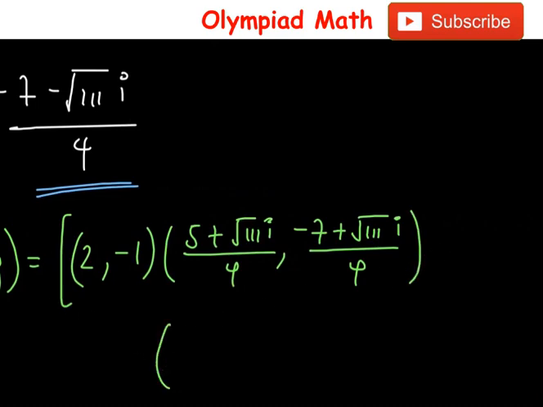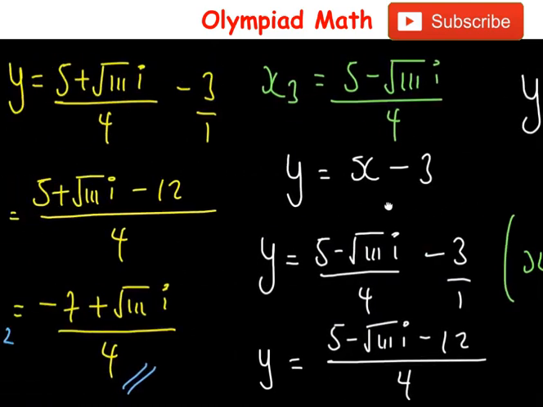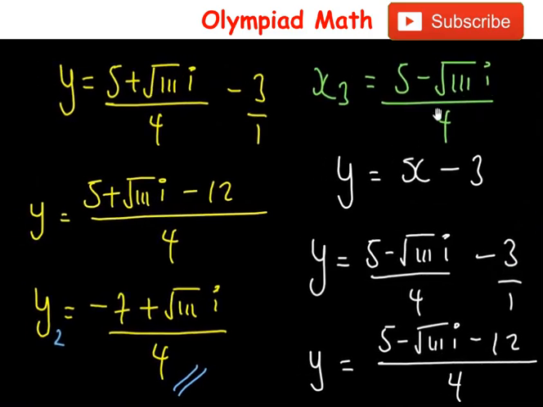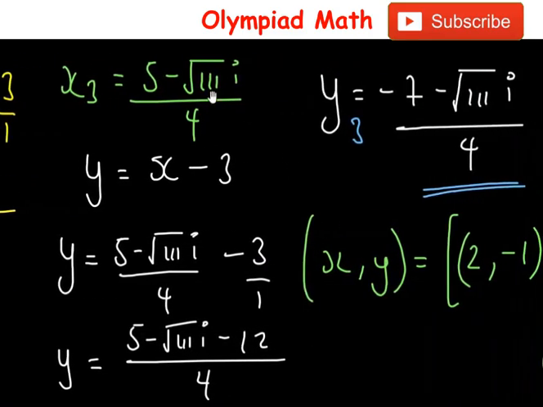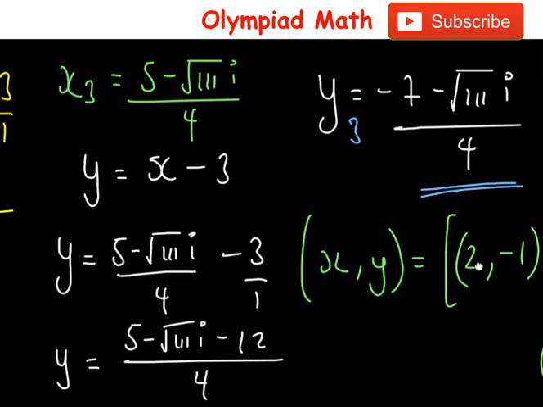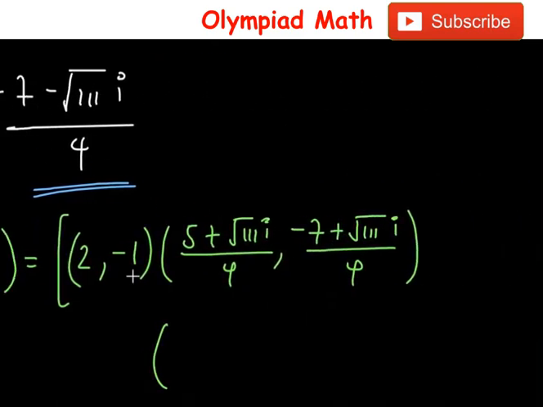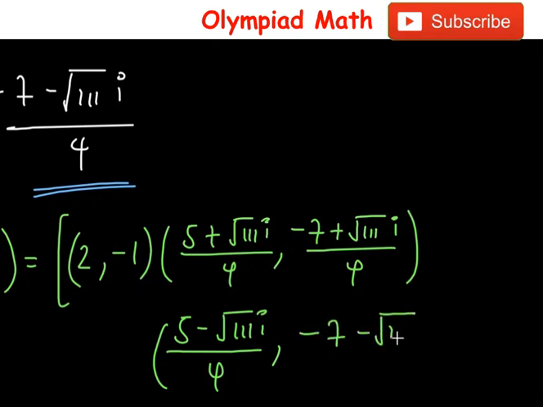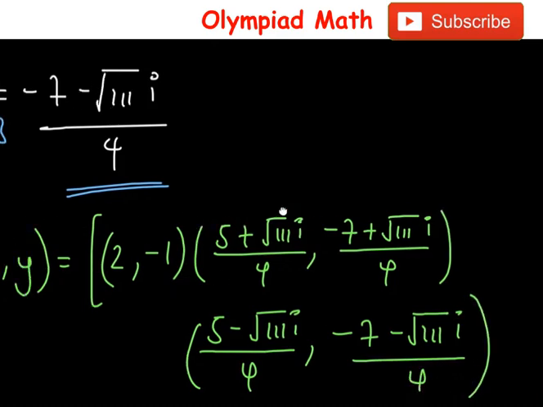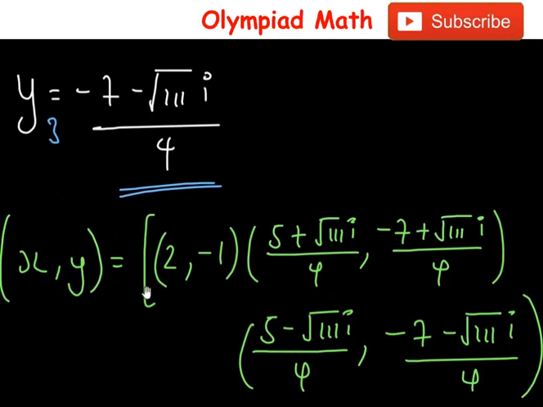Now for the third solution of x and y, for x, we have when x3 is equal to 5 minus root 111i over 4, y3 equals minus 7 minus root 111i over 4. Writing this down, we have when x is equal to 5 minus root 111i over 4, then y is equal to minus 7 minus root 111i over 4. So with this, we have the solutions for the values of x and y.